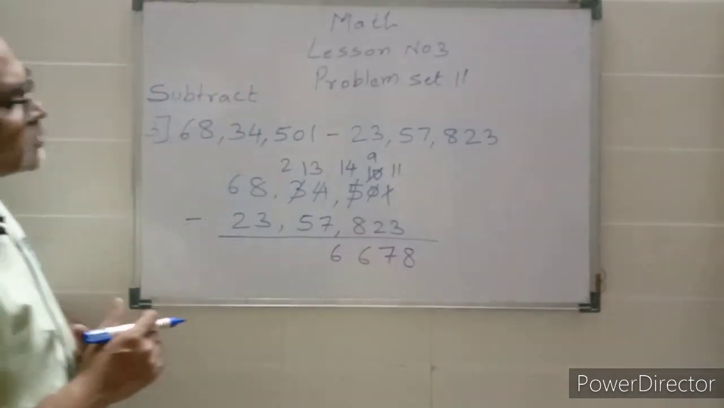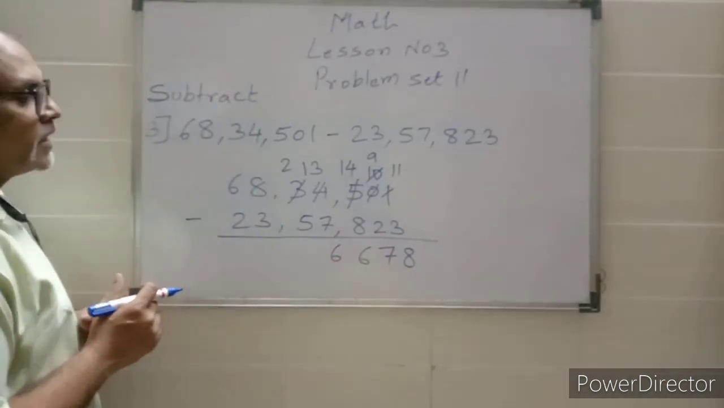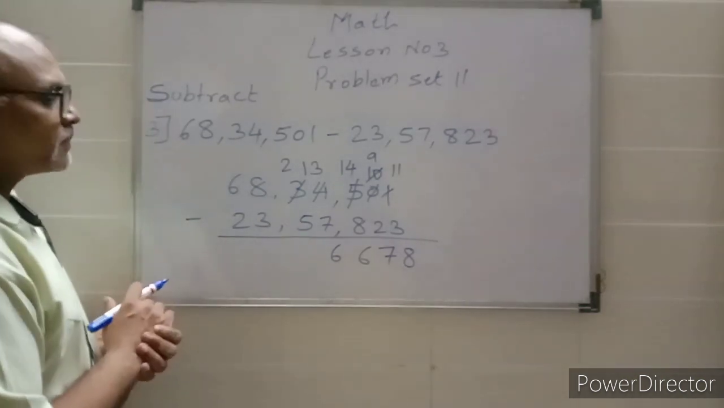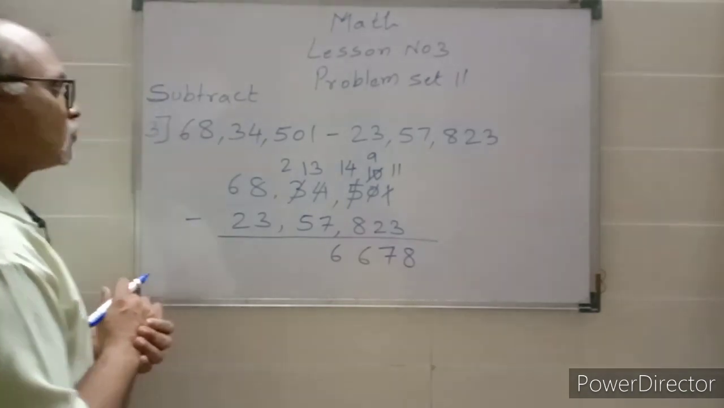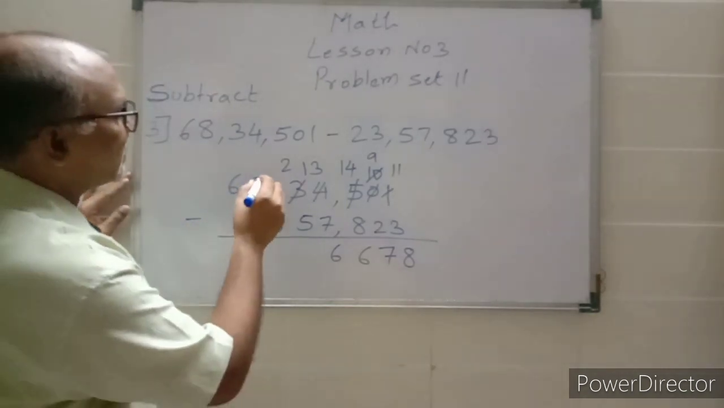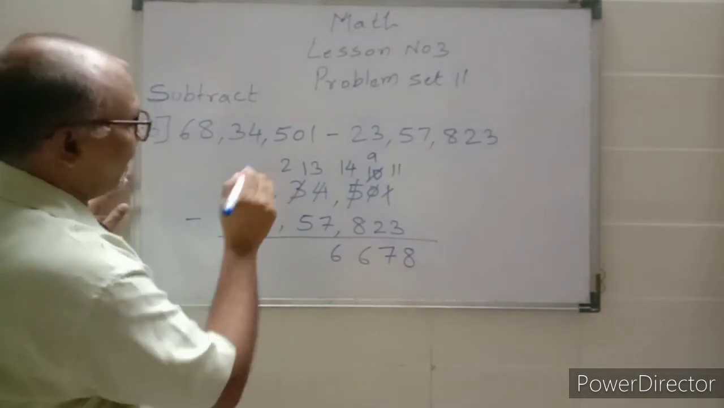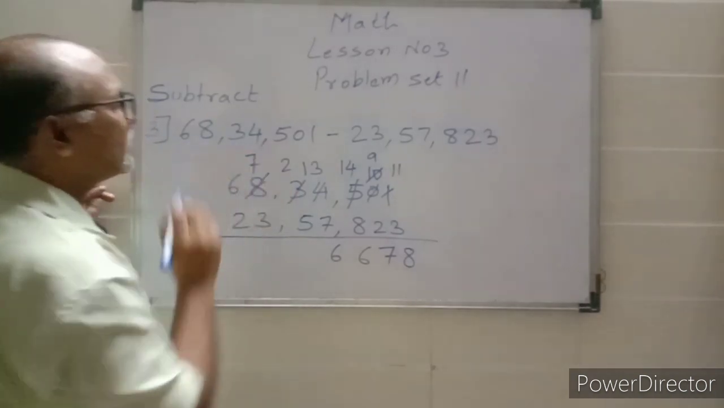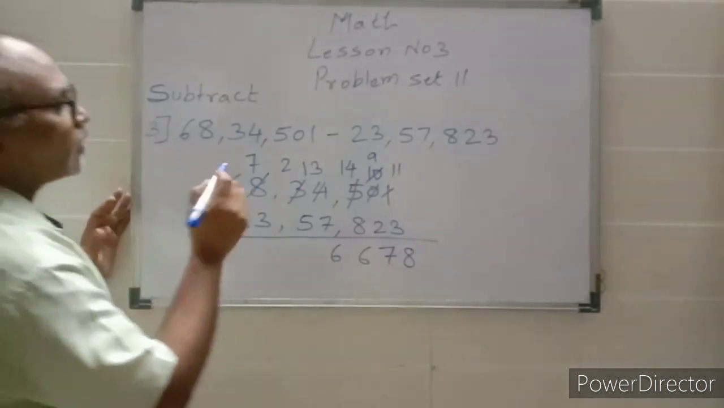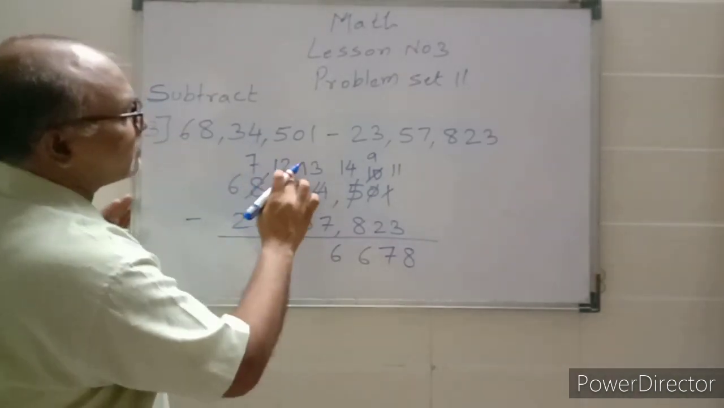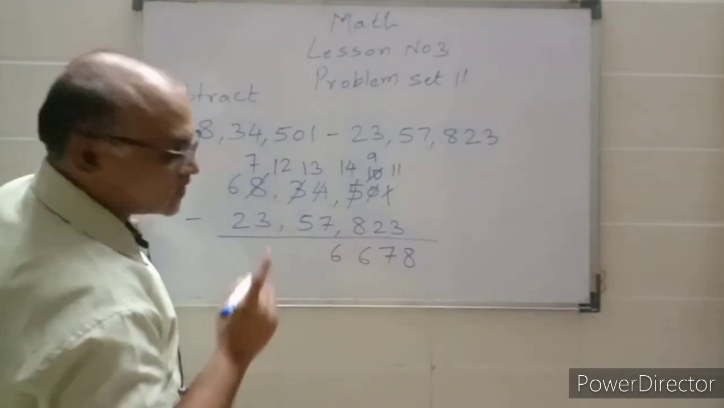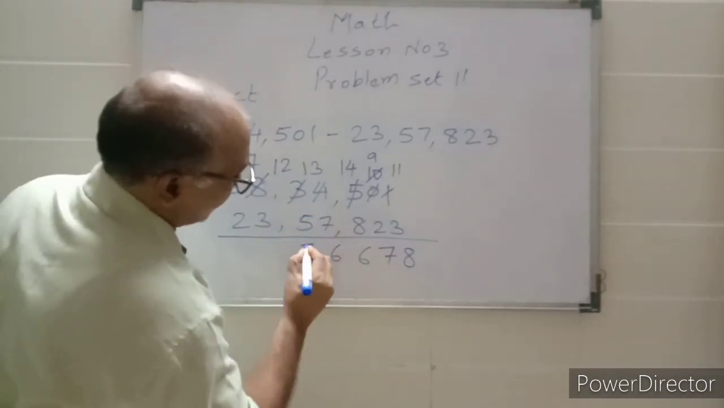Now see in the 10,000s place, in the upper number the digit is 2 and in the lower number the digit is 5. We cannot subtract 5 from 2. So what will we do again? We will cut the number in the lakhs place. 8 we will cut and write 7 over here. And the 1 which we are borrowing, that we will write here. So this number will become 12. Now 12 minus 5 is what? 7. That we will write here.